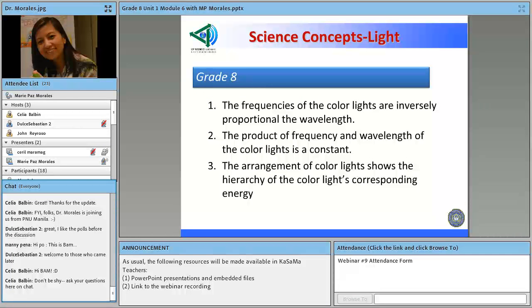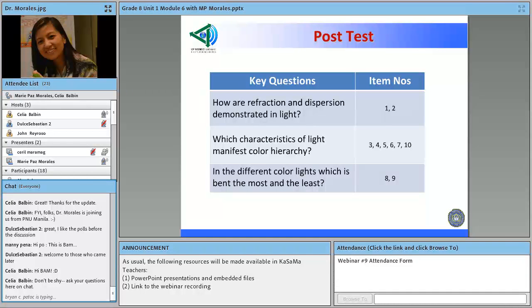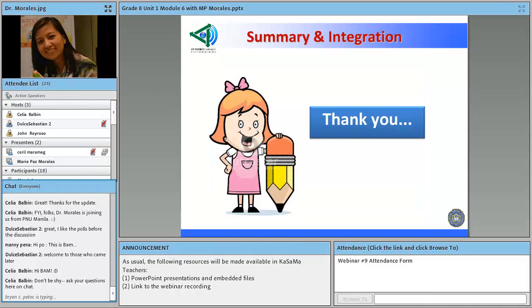Okay? To continue, we have frequencies of color lights being inversely proportional to the wavelength, which were already discussed in grade 7 also. So again, the sample questions in the teacher's guide can be used as your post-test. Items 1 and 2 give you information on whether the students are able to answer key question number 1. Items 3, 4, 5, 6, 7, and 10 are for key question number 2. And for key question number 3, you can make use of item numbers 8 and 9. Okay? So again, this will be for the last module of quarter 1, light.